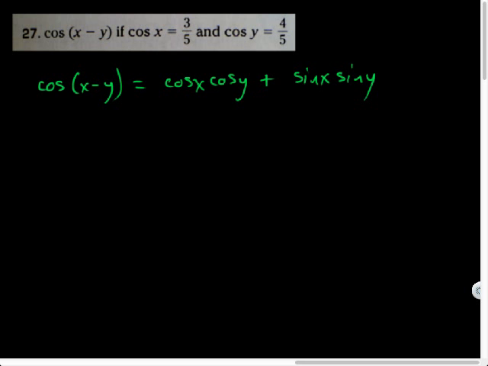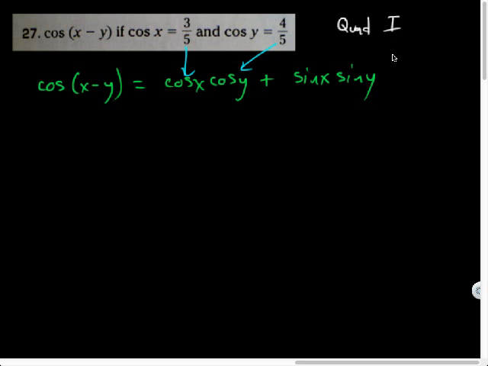Now, notice I know the value of cos x is 3/5. I know the value of cos y is 4/5. I do not know the values of sin x and sin y. Now, I believe this problem had additional directions. They basically told us that x and y were both between 0 and pi over 2, which tells me I'm in quadrant 1.